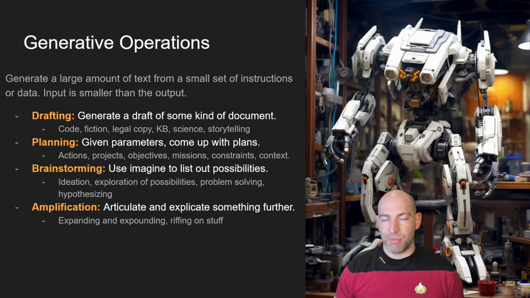Brainstorming. So brainstorming is something that a lot of people are familiar with, especially with ChatGPT, where you basically use your imagination to list out possibilities. So this is either generating ideas, exploration of possibilities, problem solving. Problem solving requires brainstorming, and then hypothesizing. So actually generating hypotheses.